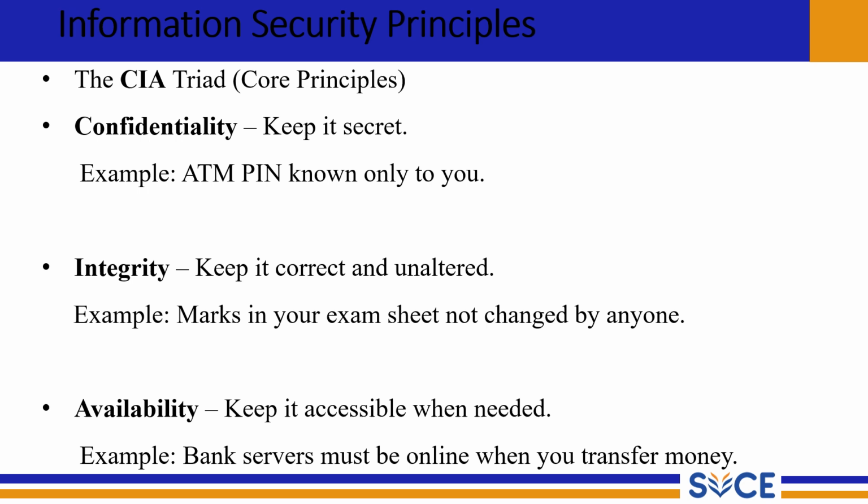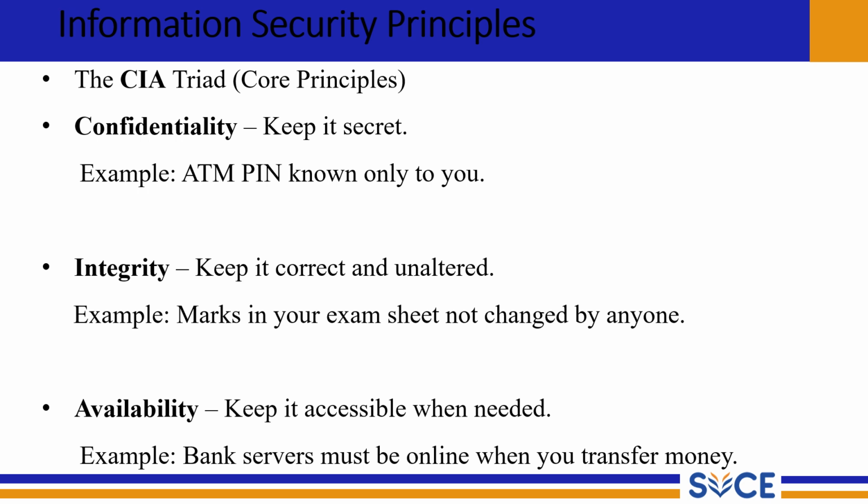For example, WhatsApp uses end-to-end encryption so that only you and the person you message can read the chat. Next one is integrity. Integrity is nothing but keeping it correct and unaltered. Integrity is all about making sure that data is not tampered with, that it remains in the same state you left it in. For example, when you transfer rupees 500 via Google Pay, it should not suddenly become rupees 50 in the system.